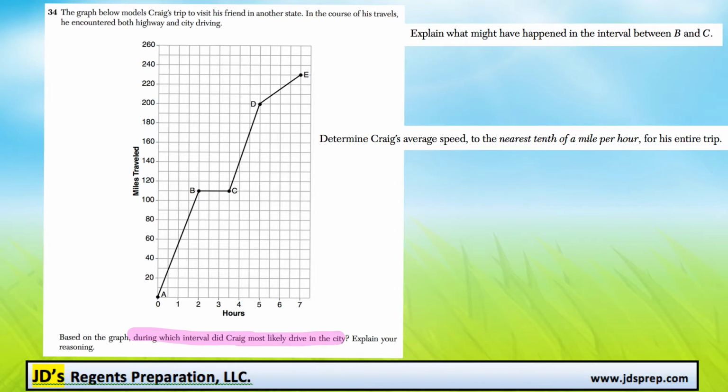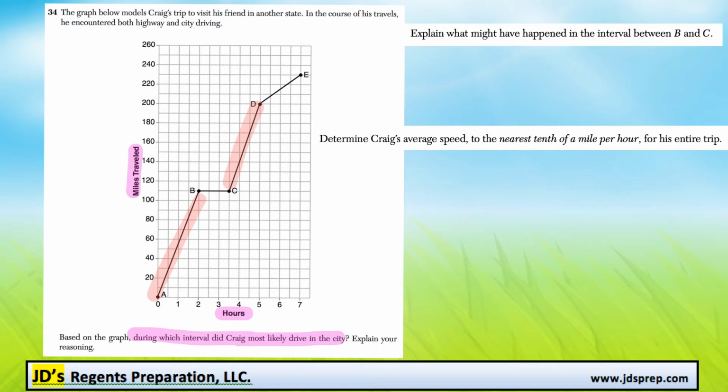So if we take a glance over at the graph here, we're comparing the miles traveled versus the hours. And as you could imagine, highway driving means that you're driving at a much faster speed. You're covering more ground in a short amount of time. So visually, we can tell that that's happening. He's doing highway driving from here to here because he's going fast. He's traveling far, quickly. And that happens again here.